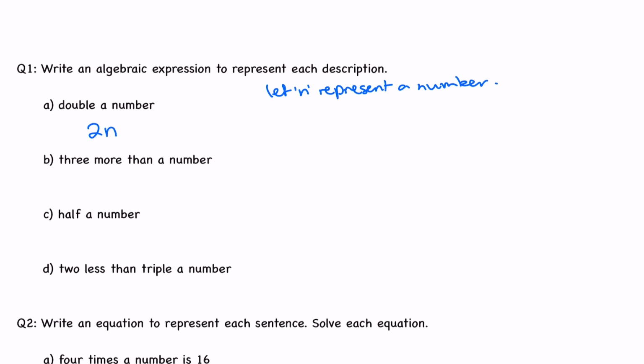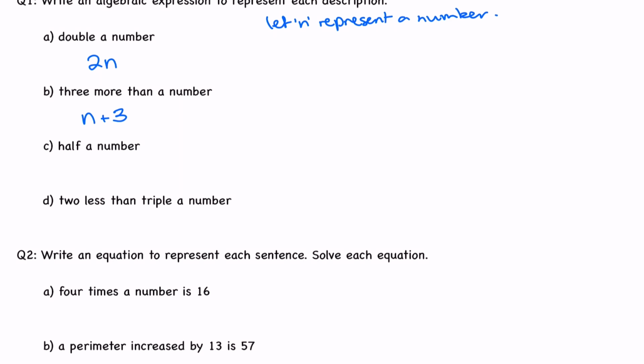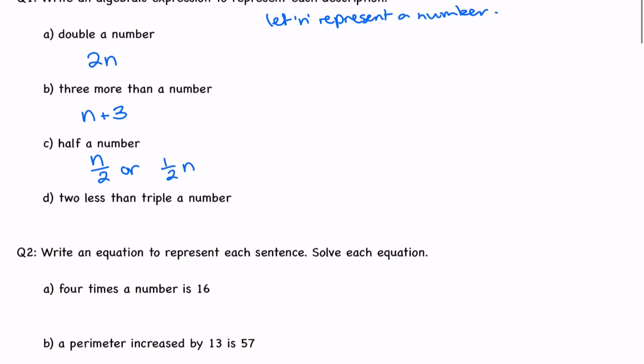3 more than a number would mean that we have a number and we have 3 more than it. So if we had 5, it would be 6, 7, 8. So what we're doing is adding 3. Half a number, what do you do when you take half of something? You divide it by 2. So half of a number would be that number divided by 2. Or we could also write that as half times n.